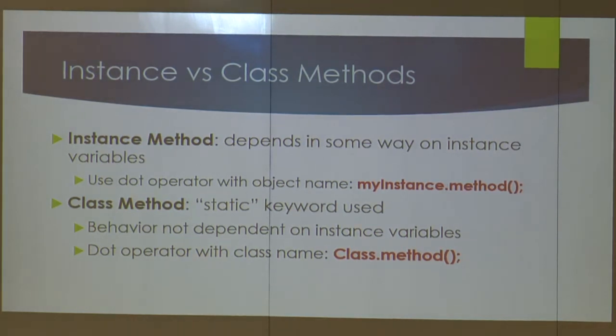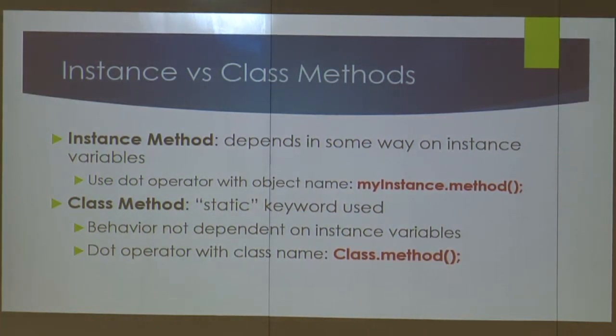So like when we did our myCar.setSpeed, that specifically set the speed for our car, so that was an instance method. So a class method is also going to have the keyword static used. So you can tell it's a class method just like you could tell something was a class variable. You see that keyword static.